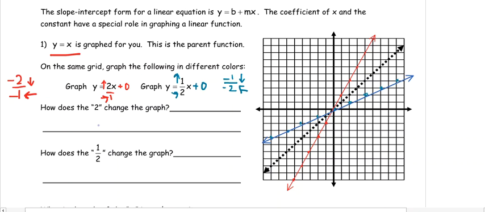All right, so how does the 2 change your graphs? You're comparing it to the parent function. So how is the red line different from the dashed line, the parent function? If you're looking at it, the red line is making the line steeper, meaning that if you were going on a ski slope, it would be the steeper line, which would be the steeper slope.